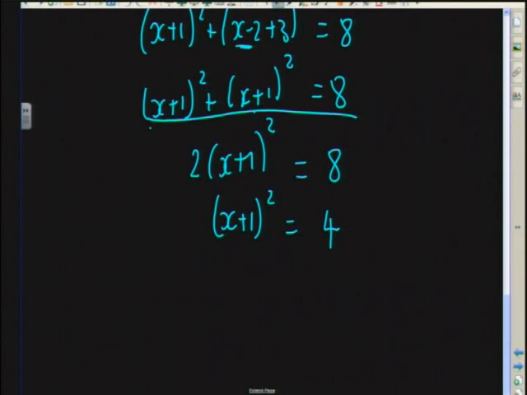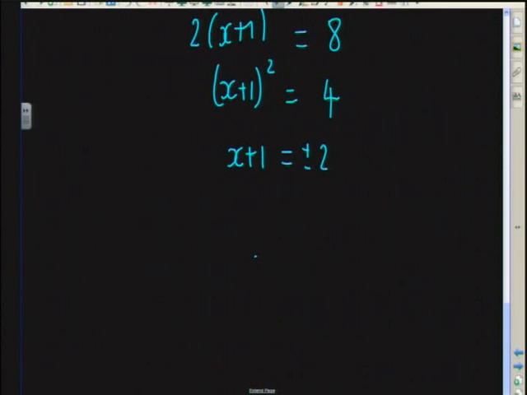We're looking for x, so we square root both sides. If you don't like this method, as I say, you can multiply it out from here and do it the normal quadratic way. So square root both sides, the square root of 4 is plus or minus 2. Therefore x + 1 = plus or minus 2. So x + 1 = 2 will give us x = 1, or x + 1 = -2, which gives you x = -3.